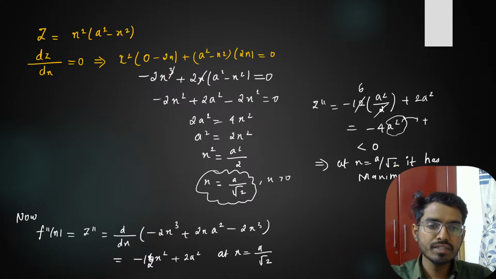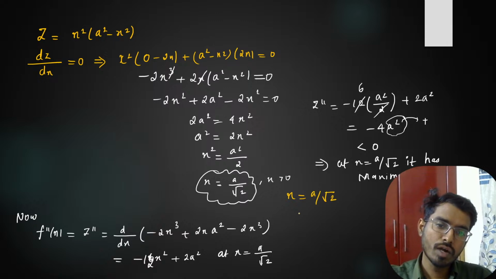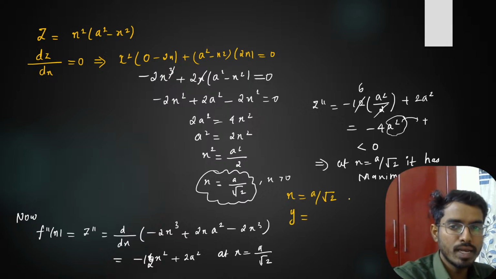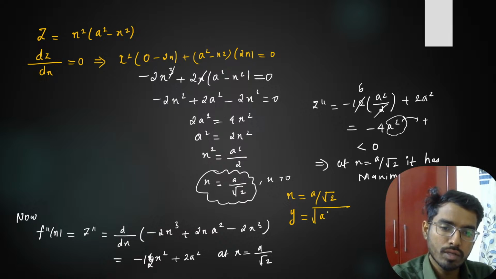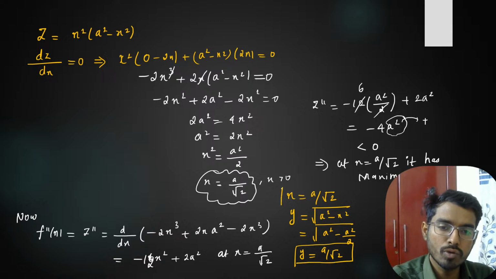So what if x is equal to a by root 2? What about the value of y? X is a by root 2, right? What about the value of y? So we have x square plus y square is equal to a square. So we know y is what? Root of a square minus x square. So root of a square minus x square is a square by 2. So 2a square minus a square. So again you will have y also to be a by root 2.